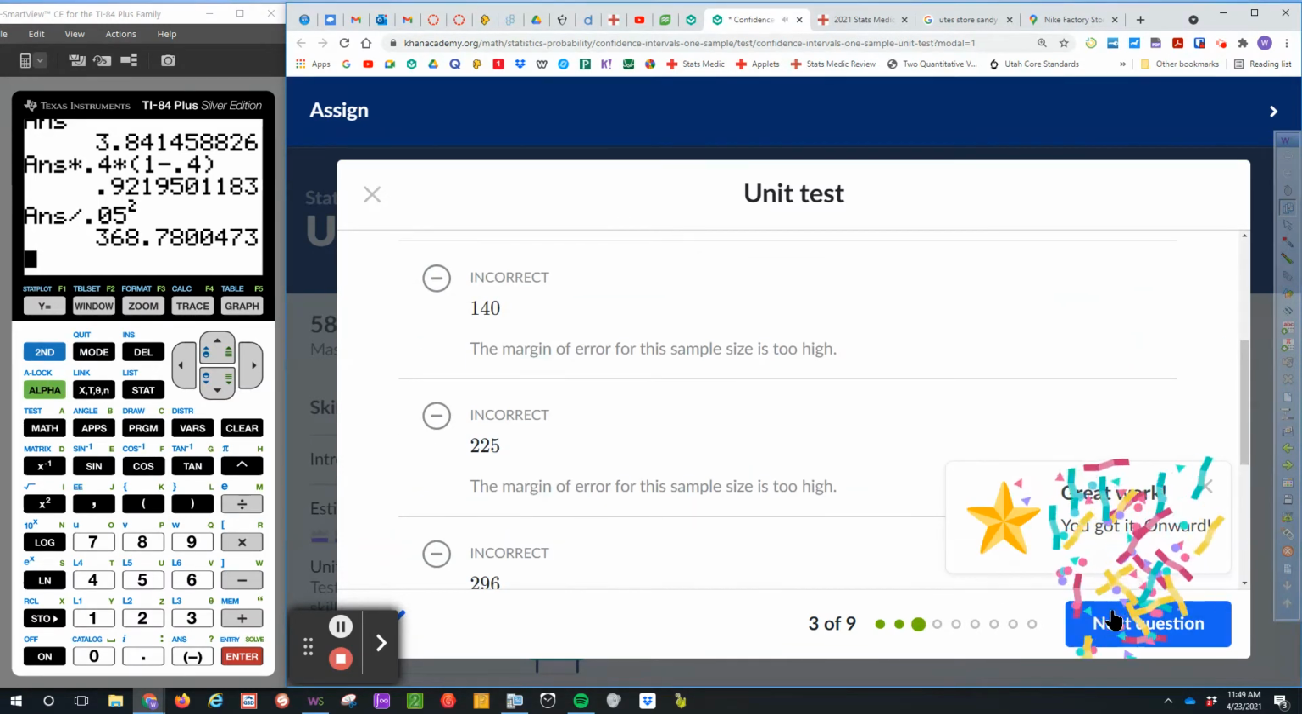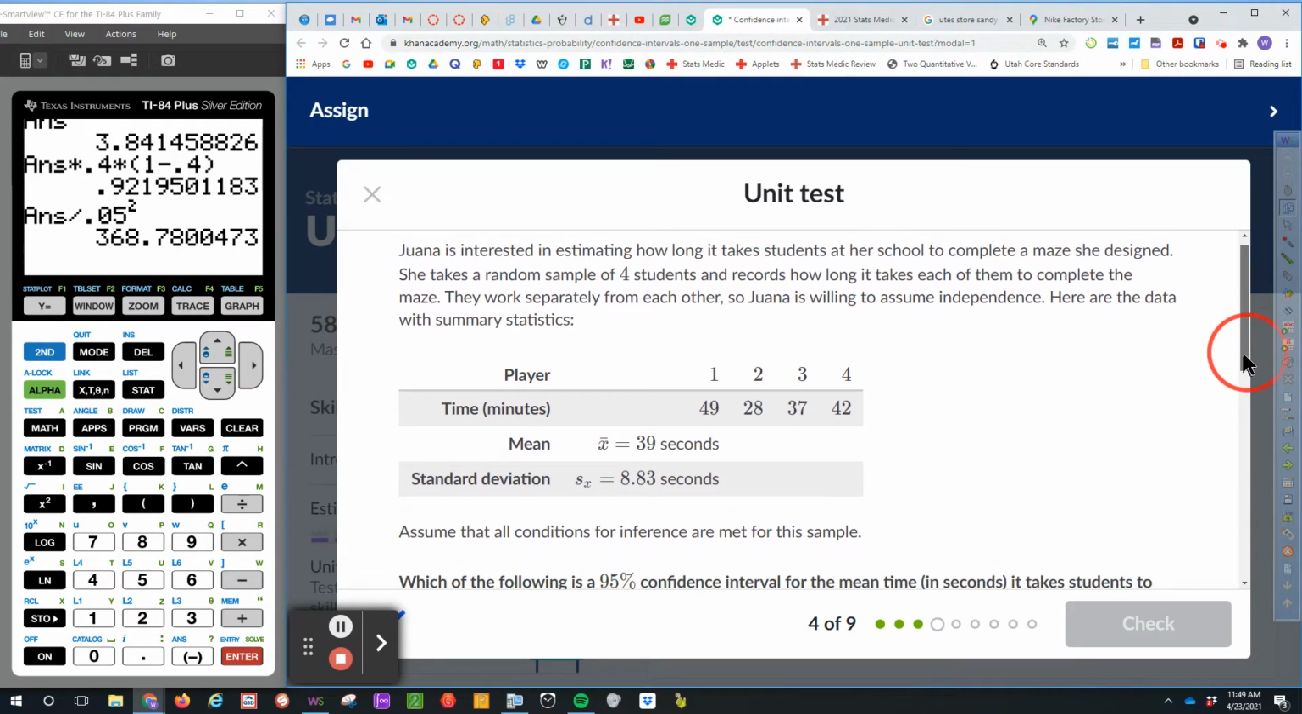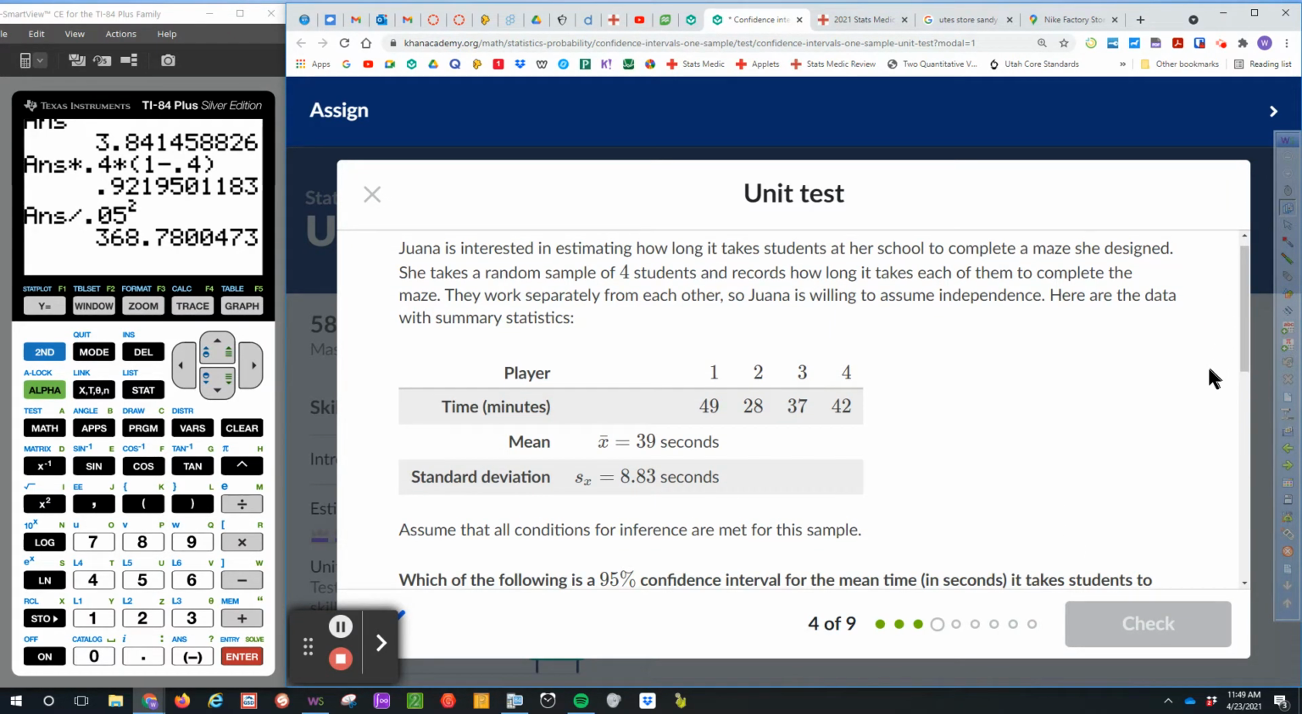369. Okay. Next question. Juana is interested in estimating how long it takes students at her school to complete a maze she designed. She takes a random sample of 4 students and records how long it takes each of them to complete the maze. They work separately from each other, so Juana is willing to assume independence. Okay, here are the data with the summary statistics.